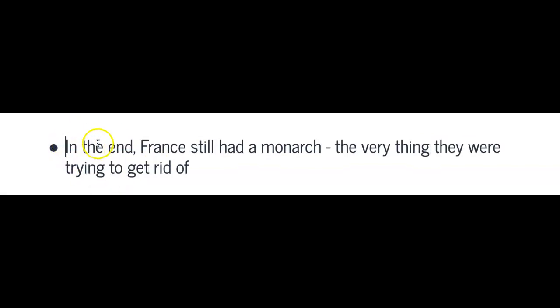Our third outcome, in the end, France still had a monarch. They had Napoleon. He called himself emperor, but in essence he was the singular ruler. And this was the very thing they were trying to get rid of or escape, and they ended up with it again. Go ahead and pause your video and write this one in positive or negative.